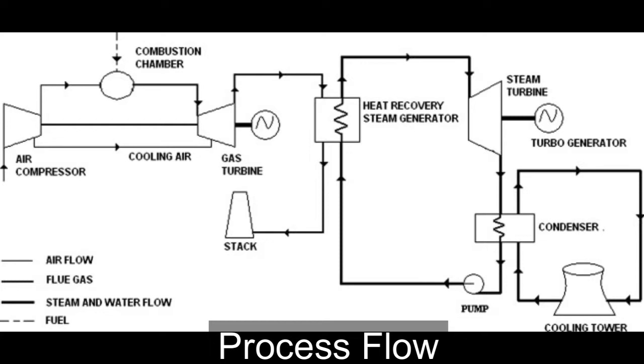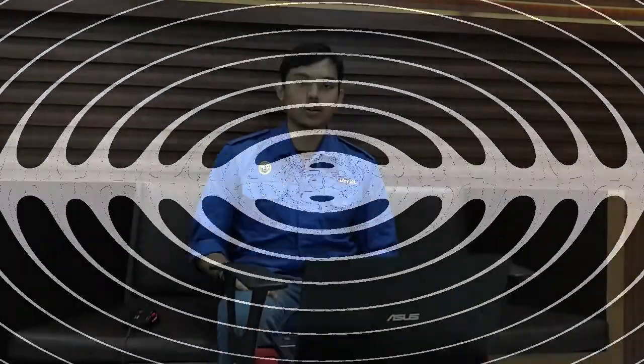And at heat recovery, or we call it steam generator, it will go to the steam turbine. And at the steam turbine, we have the turbo generator, and after that we become compressor, and this will be going to rotate. Okay, next is the compressor.